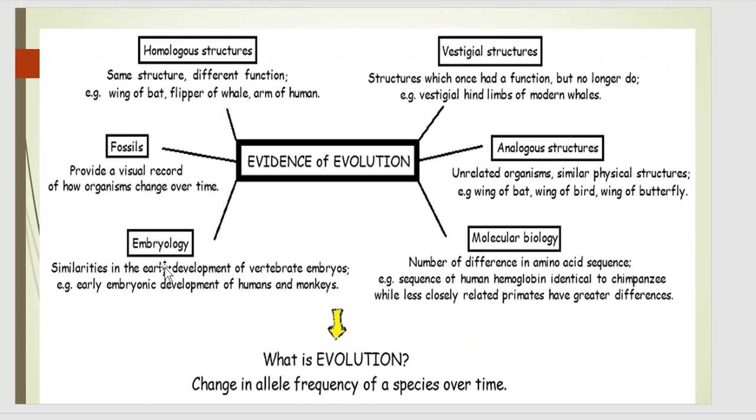Next and last evidence is embryology. An embryo is a developing fetus. Similarities in the early development of vertebrate embryos show that all the organisms came from a common ancestor, because in the embryonic stage, if you compare the embryo of a fish or a salamander or a human and a reptile, in early stages they all look the same. So this shows that these organisms came from a common ancestor.